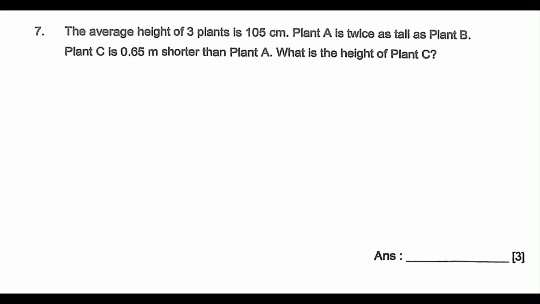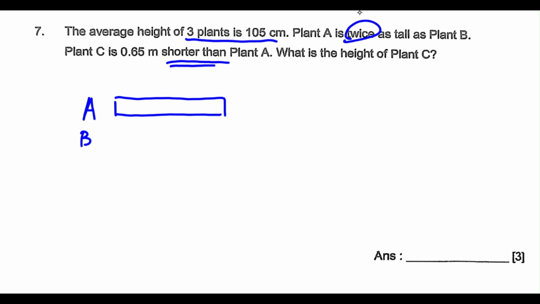Okay. Moving on to question 7. The average height of 3 plants is 150 cm. We can find the total. Plant A is twice as tall as plant B. Plant C is 0.65 meters shorter than plant A. So usually when I see shorter than, taller than, more than, less than, we can draw a model to help us visualize it. So plant A is twice as tall as plant B. So A is 2 units, B will be 1.